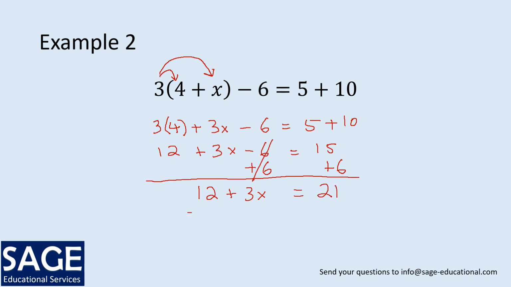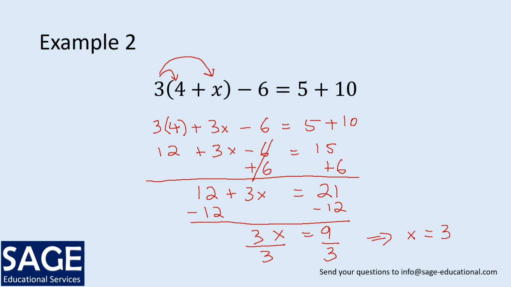And now I can subtract the 12 from both sides. So that will give me 3x is equal to 9. And now I can divide both sides by 3. So when I do divide both sides by 3, that will give me the solution to this equation as x is equal to 3. So let's see if we can solve another example here.